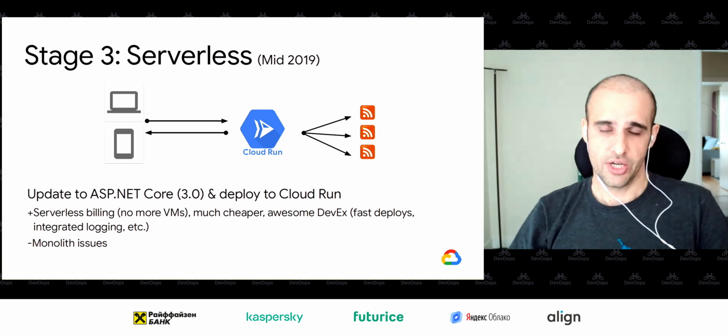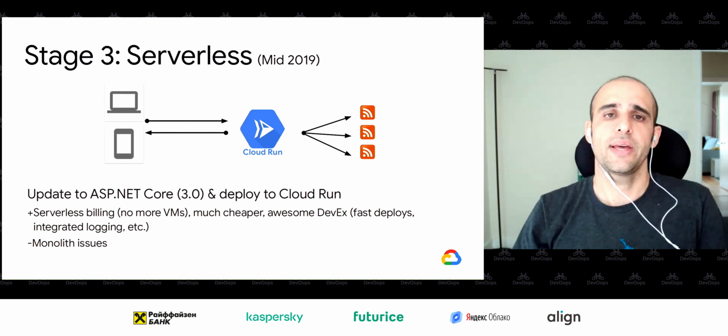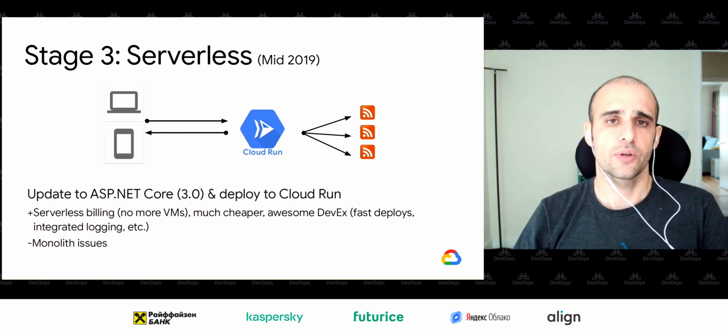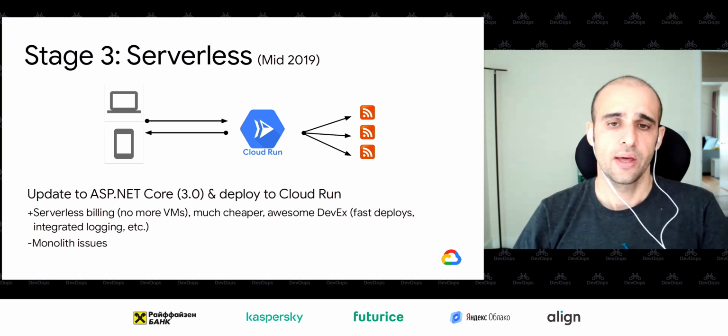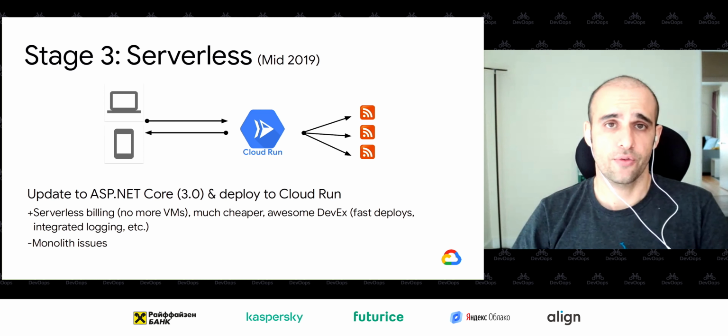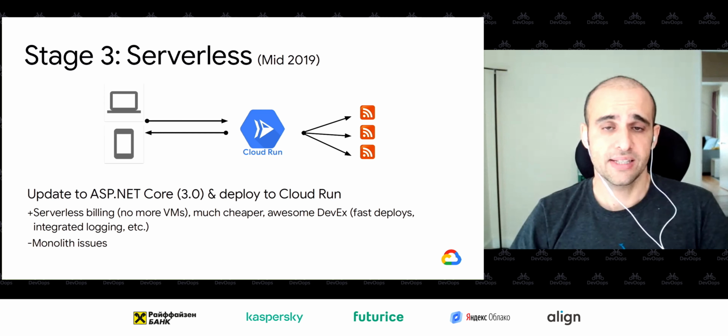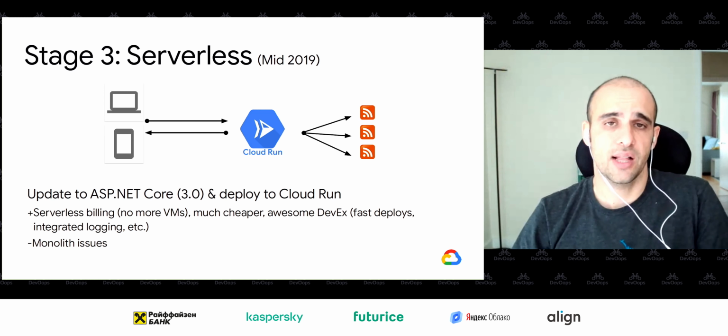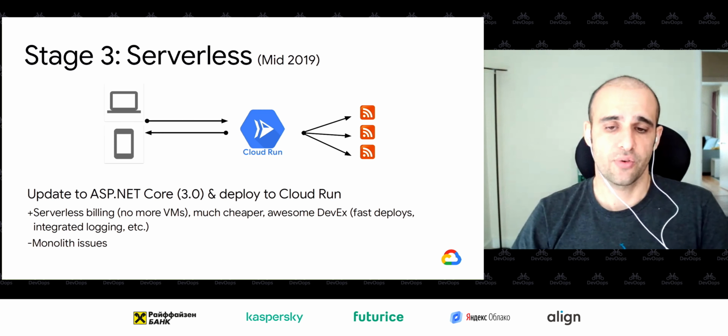We didn't have to change anything because we already had a container. All we had to do was deploy that container to Cloud Run, and then it was just working. And with Cloud Run, as I mentioned, we got serverless billing, so we didn't have VMs anymore that we had to pay for doing nothing. It got much cheaper, so we were basically running our application for free now because Cloud Run has a free tier.